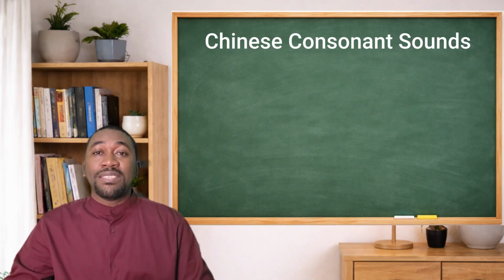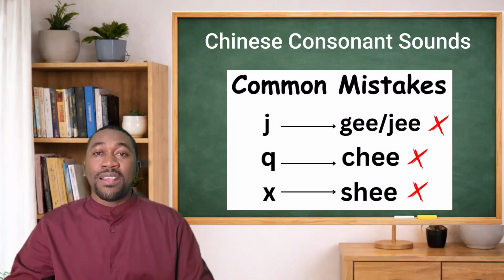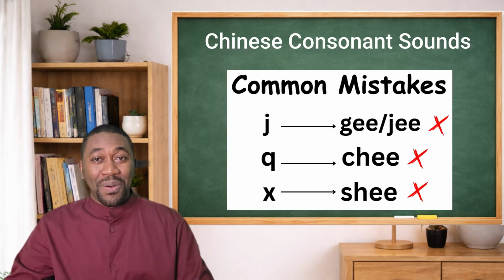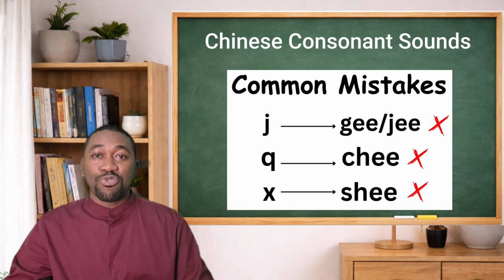Now, there's one common mistake that many people find themselves falling into every time they come across these sounds. They tend to pronounce J like a hard G, like the English G in giraffe. Or they might pronounce Q as in cheese. Or they might pronounce X as in girl, she. But they're completely different sounds. The English sounds, as you might already notice, is much stronger or heavier, while the Chinese sounds are much lighter.